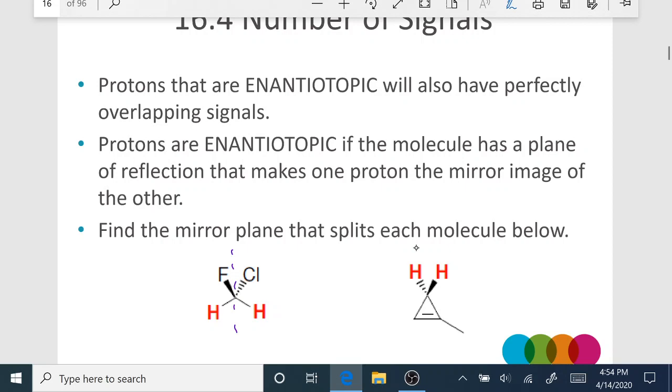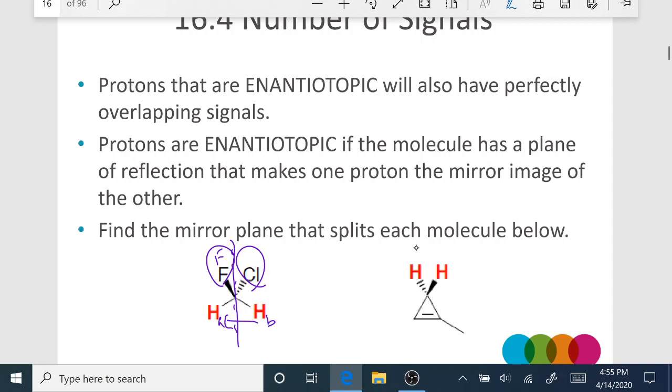So instead of an axis, we're looking at a plane. So if one half of the molecule is a mirror image of the other, in other words, this fluorine and this chlorine, if I cut them in half and draw a mirror plane right down the middle of each atom, then I can reflect the right half onto the left half and vice versa. So this molecule has a plane that splits it down the center, making hydrogen A and hydrogen B enantiotopic.